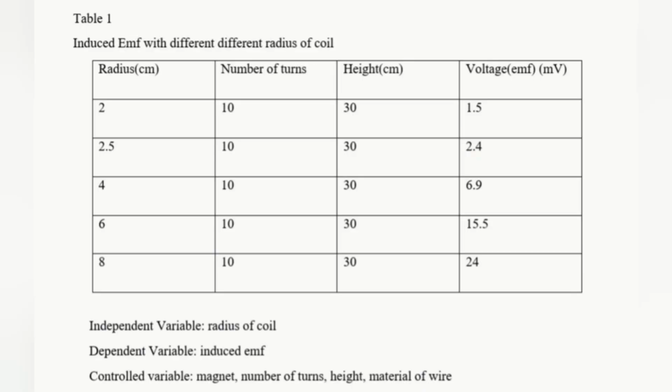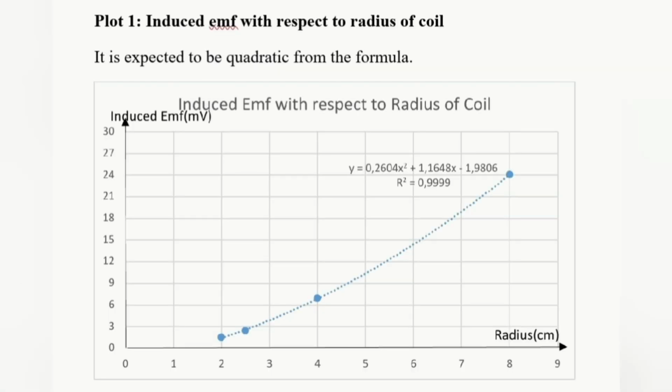Faraday's law of induction states that the induced EMF is proportional to the area of the coil, so the relationship between the radius of the coil and the induced EMF should be quadratic. As can be seen, the plot of the induced EMF with respect to the radius of the coil has a quadratic shape as expected.